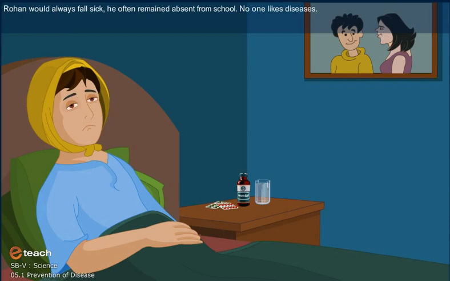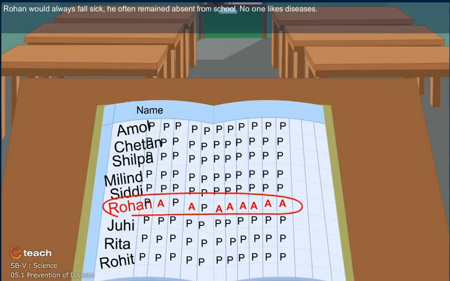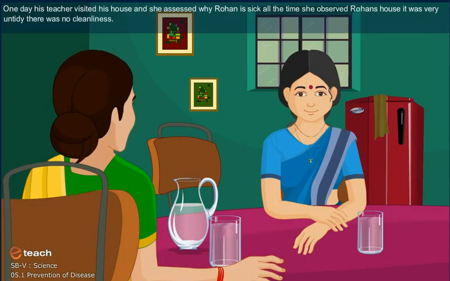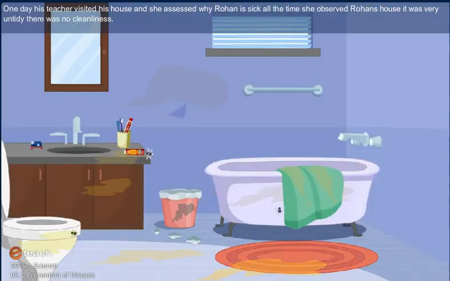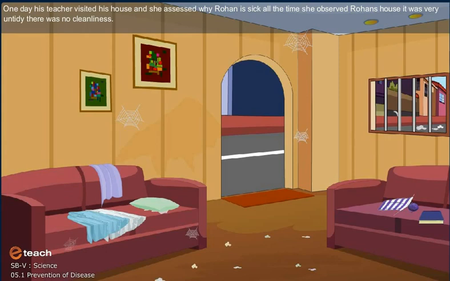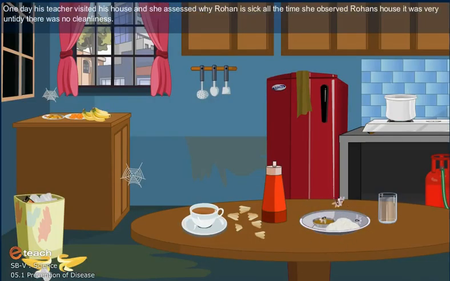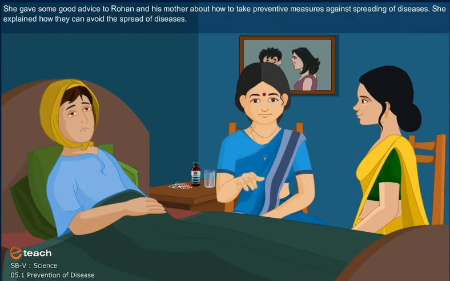Rohan would always fall sick. He often remained absent from school. No one liked diseases. One day, his teacher visited his house and assessed why Rohan is sick all the time. She observed Rohan's house. It was very untidy. There was no cleanliness. She gave some good advice to Rohan and his mother about how to take preventive measures against spreading of diseases. She explained how they can avoid the spread of diseases.